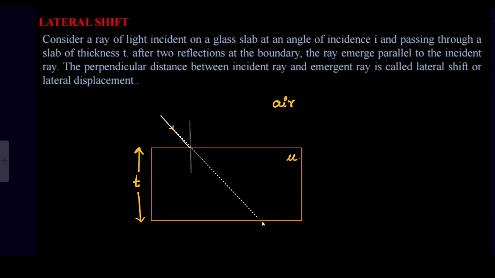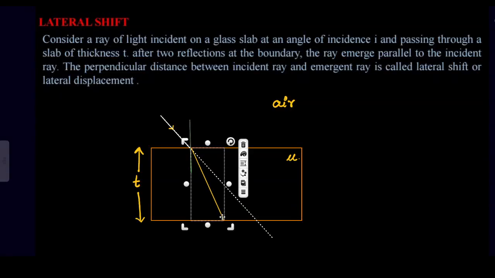So the light ray wants to go like this. Because of this, the light ray will get deviated from its original path. Let us say the light ray is deviated like this. Now this is the refracted ray, and this refracted ray is incident again.